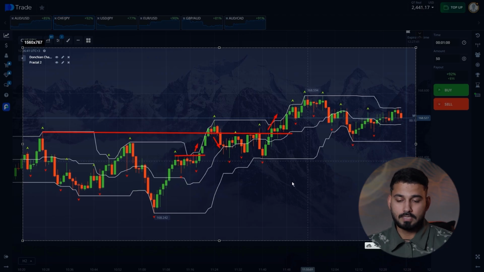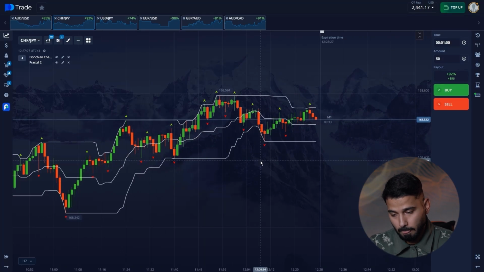Fractals also help us see potential reversal points. When an asset bounces off and reverses, it's a good sign for a change in direction. These actions often coincide with the formation of bounces from the boundaries of the Donchian channel. In this case, it is an even better sign.